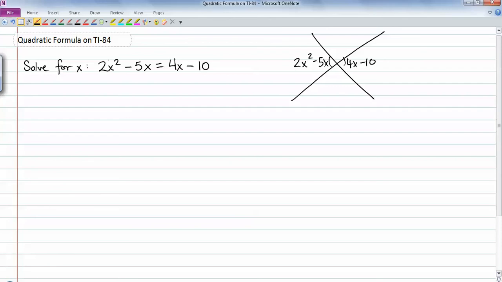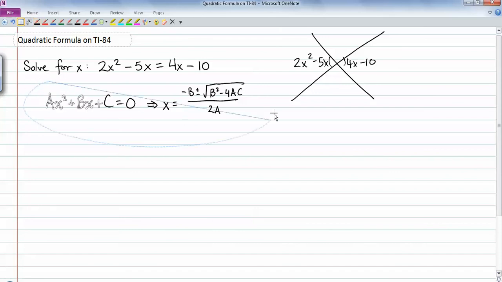It's got x squareds, x's, and units in it. And anytime you see that, you should think about using the quadratic formula, which says if you can get an equation in the form ax squared plus bx plus c equals 0, then you can use the quadratic formula to get x, which is negative b plus or minus the square root of b squared minus 4ac all over 2a. So this is what we're going to want to use right here.